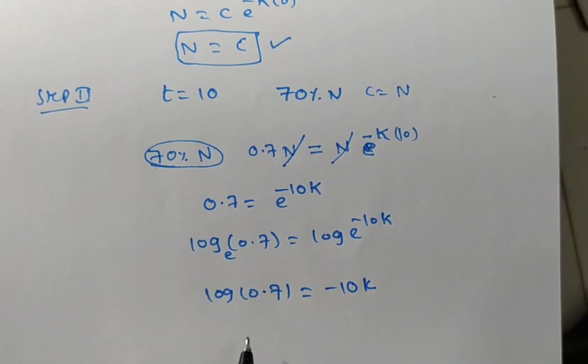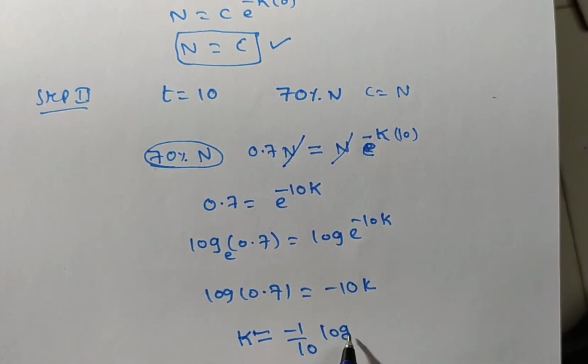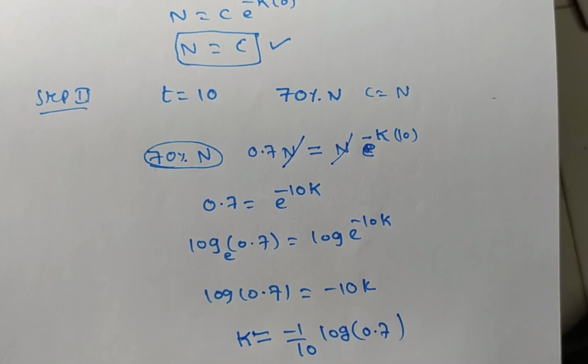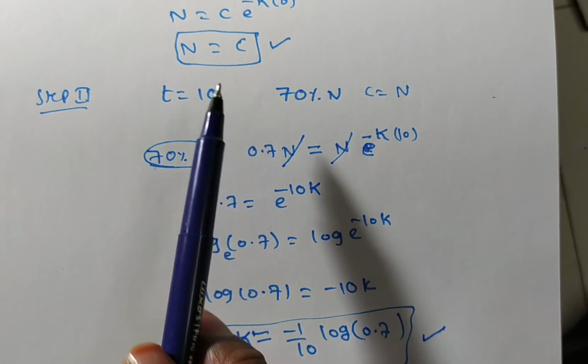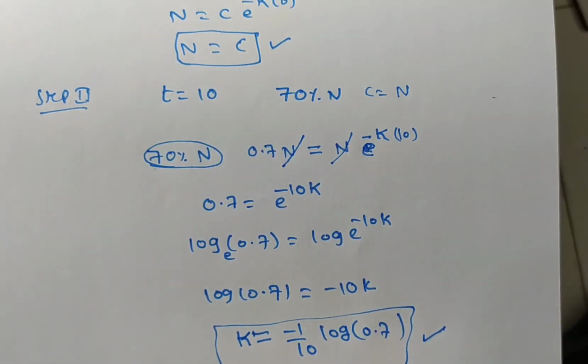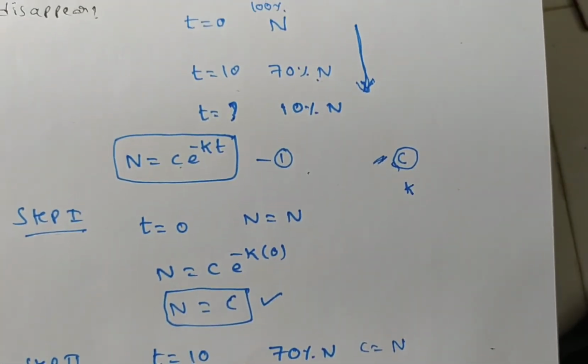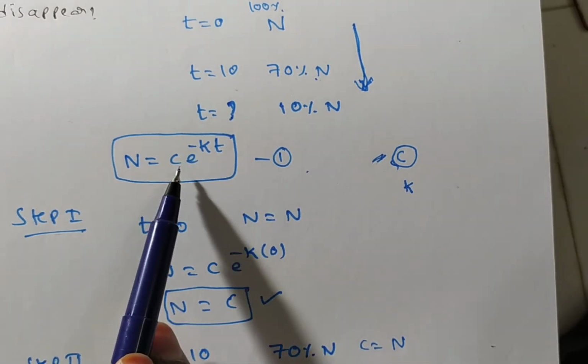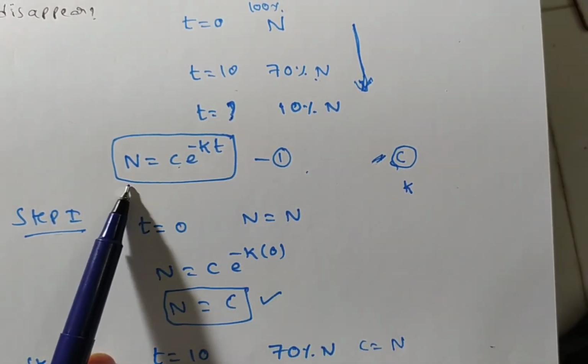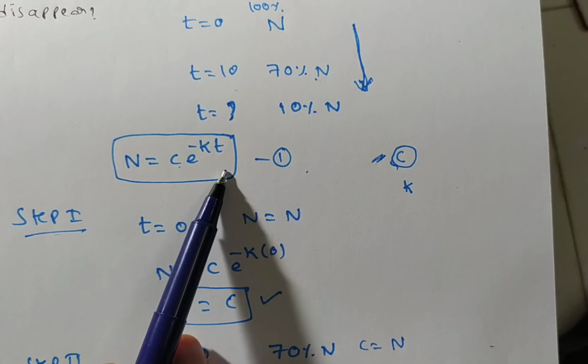Therefore, what is the k value in this case? From this, k is equal to minus 1 by 10 times log of 0.7. Now, which value did you get in step 2? The k value. From step 1 you have the C value, and in step 2 we have the k value. Now, if you know the k value and C value, and if they give T, you can find N. If they give N, you can find T.